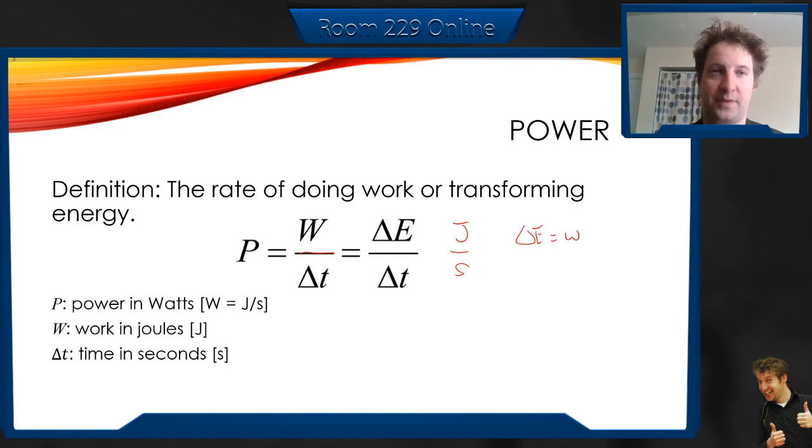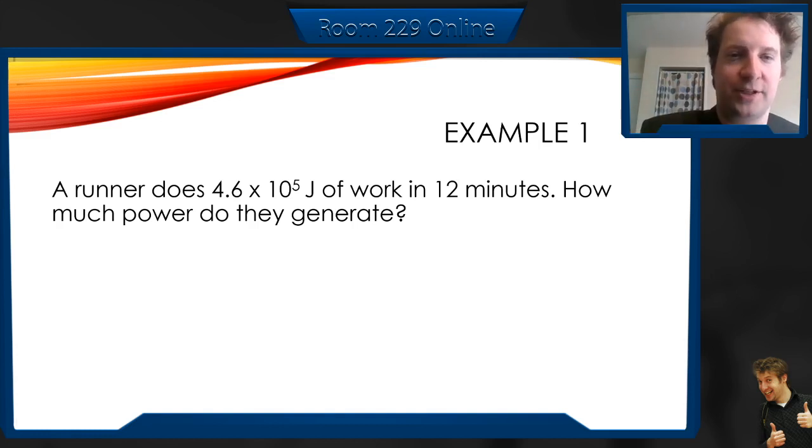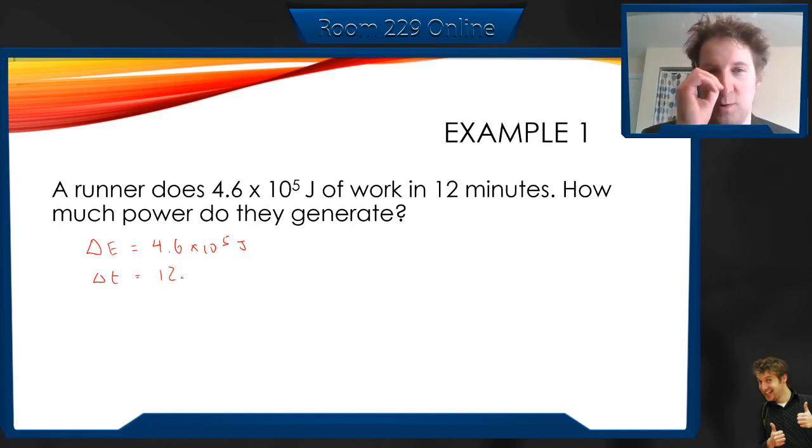Quite straightforward. Let's say we have a runner, and he's able to do 460,000 joules, 460 kilojoules of work in 12 minutes. How much power is he able to generate? So we know his total amount of energy, right? So we know that the actual energy produced or work is 4.6 times 10 to the 5 joules. And we know the time, so we pretty much know everything. However, the time is in 12 minutes.